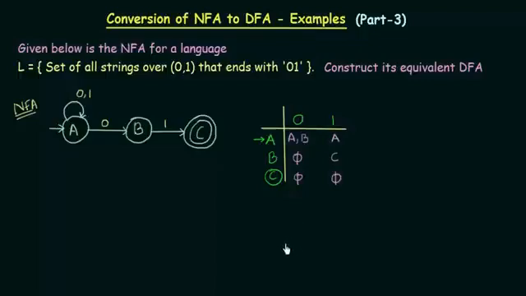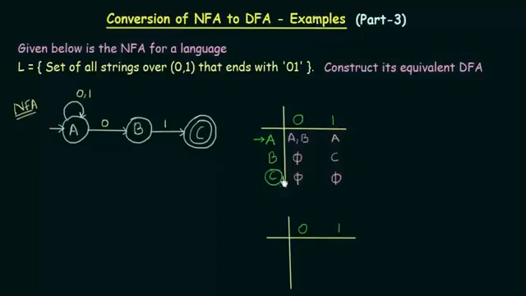Let's see how we can do this. First of all, we will be using the subset construction method, and for that we will make the transition table for the DFA. Let me draw a table here. In this table we will make the transitions for the DFA. I'll have 0 and 1 as my inputs.